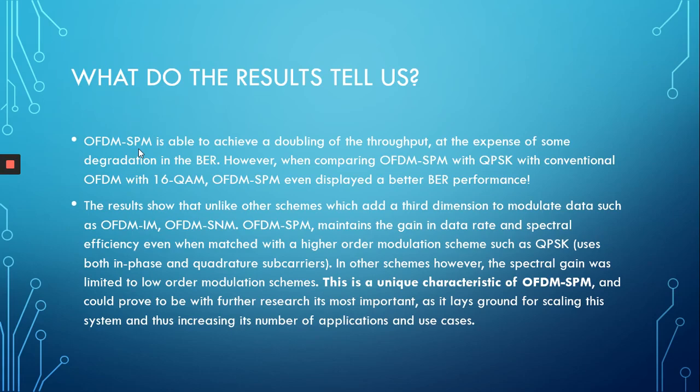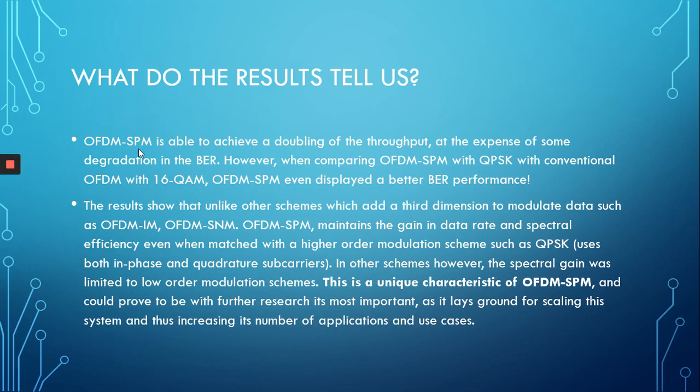So what do these results tell us? Well, as we saw, OFDM-SPM is able to achieve a doubling of the throughput in all of its cases as the SNR gets larger, at the expense of some degradation in the BER. However, when comparing OFDM-SPM with QPSK to conventional OFDM with 16 QAM, OFDM-SPM even displayed a better BER performance. And it can also be said that the BER degradation, when compared to the gain in throughput, is actually an acceptable trade-off that we're willing to put up with.